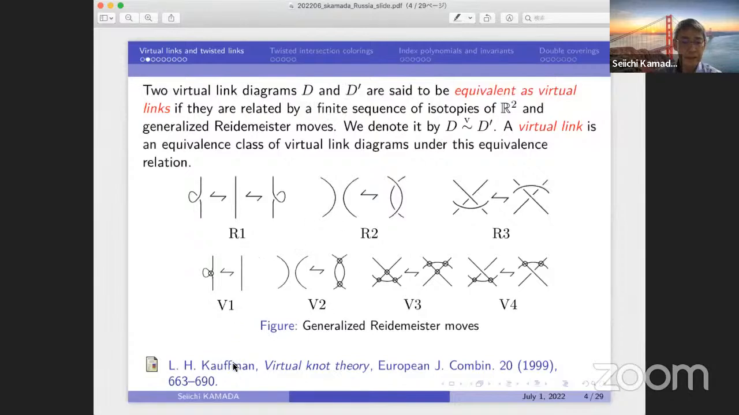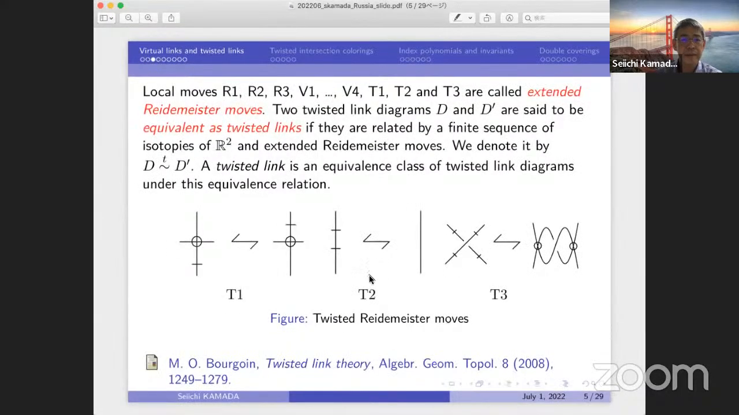This notion was introduced by Kauffman in this paper. Now we consider twisted links. Local moves R1, R2, R3 are classical Reidemeister moves, and V1 to V4 are virtual Reidemeister moves. And T1, T2, T3 are moves illustrated here. These are so-called twisted Reidemeister moves. All of these moves are called extended Reidemeister moves.